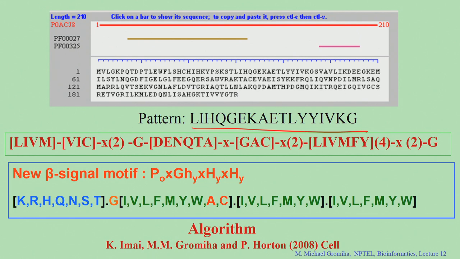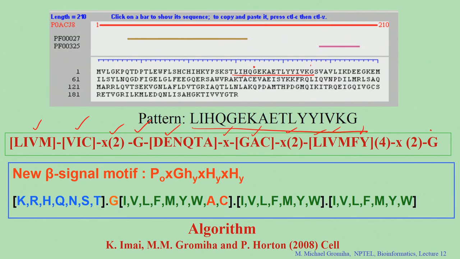Where does this start from? Here, VKG, from here to here. If you check, L is here, and I is here, and two residues here, and then G, this is a conserved G, and E is here, and then K, and then A, and then E and T, and L is here, Y is here, and I, then 2x, V and K, and the final G. That is how the program works.